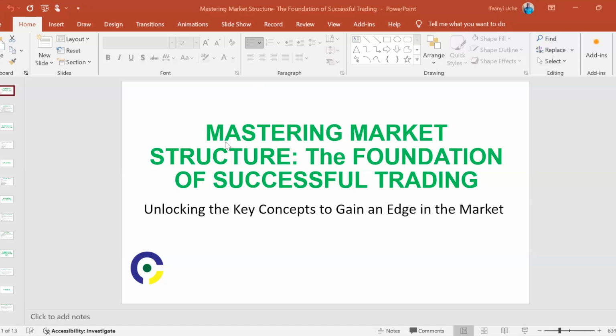You are going to be unlocking the key concepts to gain an edge in the market. Once you have this, you're able to have an edge in the markets. Not an edge over your friends or over other traders, but an edge in the markets.